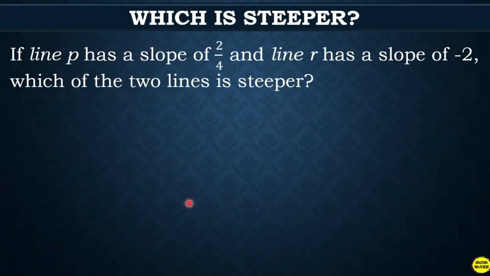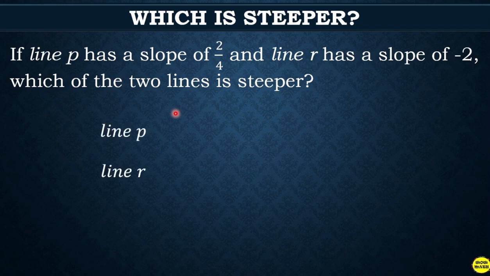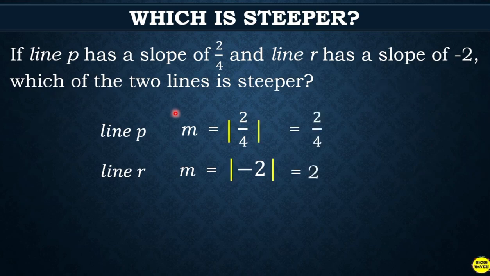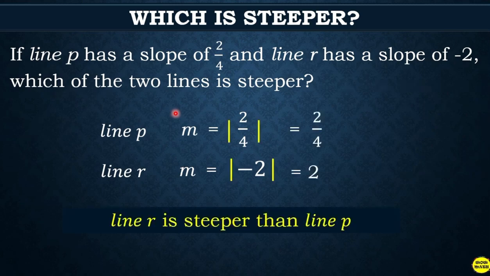If line P has a slope of 2/4 and line R has a slope of -2, which of the two lines is steeper? So, again, eto si line P, eto si line R. Ang slope ni line P ay 2/4, ang slope ni line R ay -2. So, paano natin malalaman? What is one way of finding which line is steeper? So, get the slope, I get the absolute value of the given slope. So that is 2/4 and positive 2. So therefore, line R is steeper than line P.